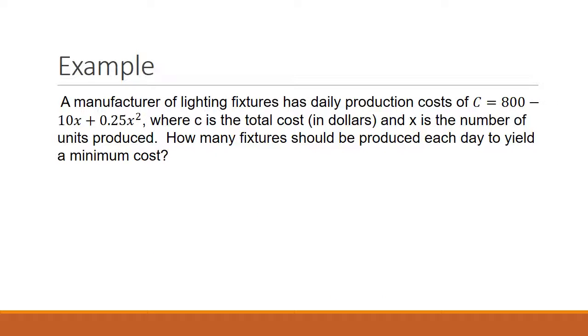A manufacturer of lighting fixtures has a daily production cost of C equals 800 minus 10x plus 0.25x squared, where C is the total cost in dollars and x is the number of units produced. How many fixtures should be produced each day to yield a minimum cost? So this time we want to find the minimum, the vertex of the parabola. Pause the recording, give this a try, and resume to check your answer.